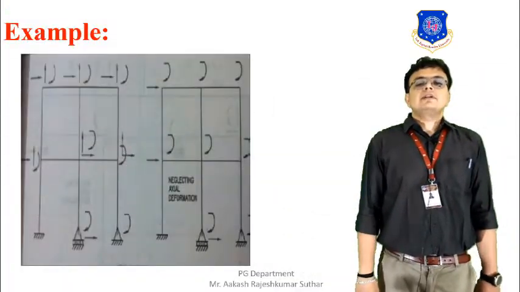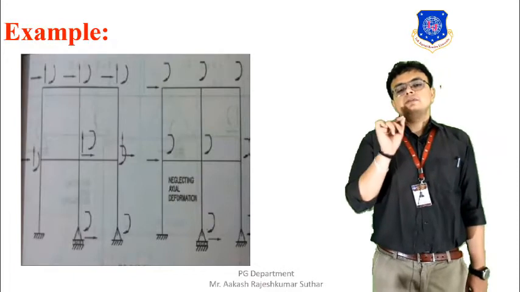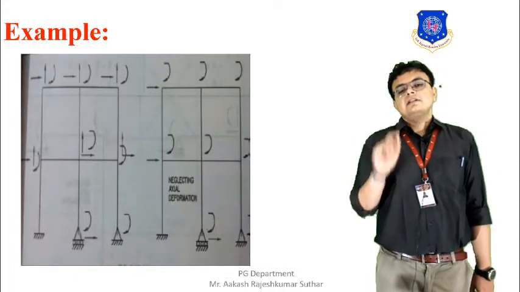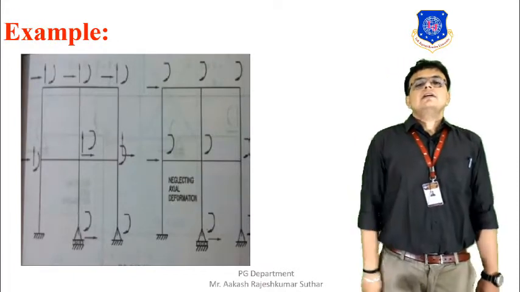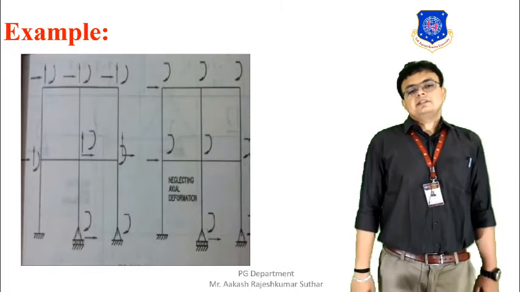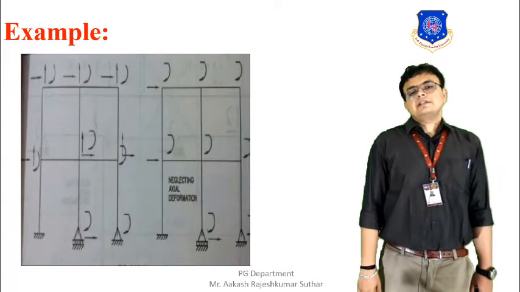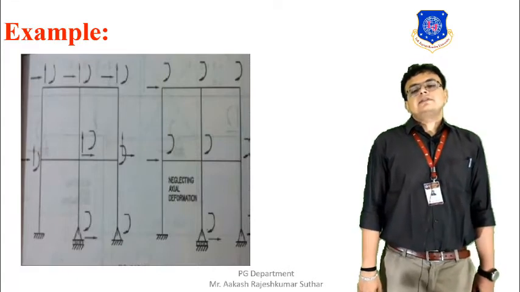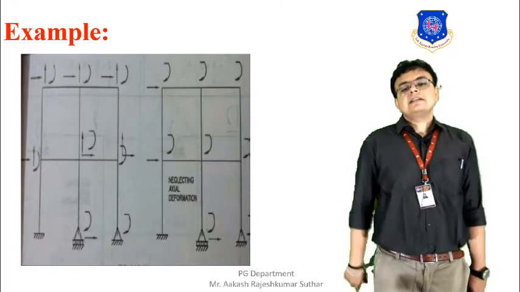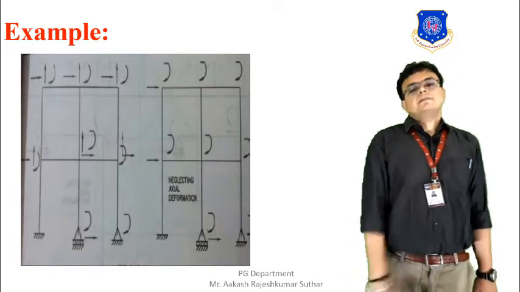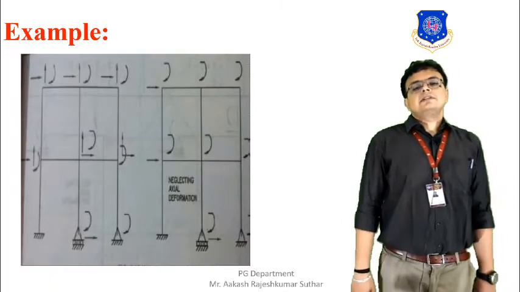So you can see over here that 1, 2, 3, 4, 5, 6, 7, 8, 9, 10 and 11 are all the degrees of freedom in there. Okay. So this is how we can say that the degree of freedom by neglecting the axial deformation will be 11 for this particular frame.